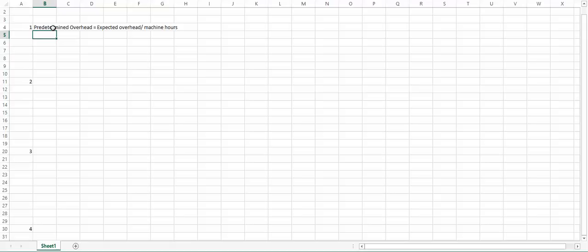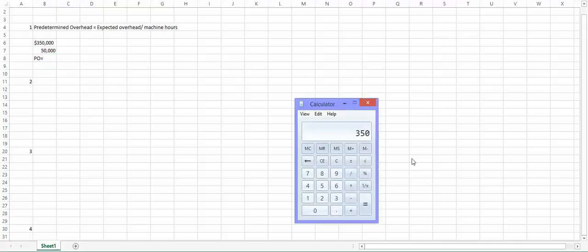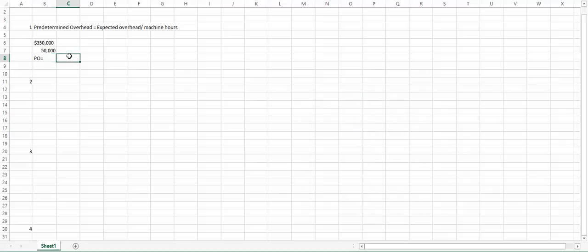On that page, it tells us that our expected overhead is $350,000. And the machine hours, in this case the expected activity, is 50,000. So our predetermined overhead is going to be 350,000 divided by 50,000. So the predetermined overhead is $7 per hour. It's the same principle for your homework assignment.